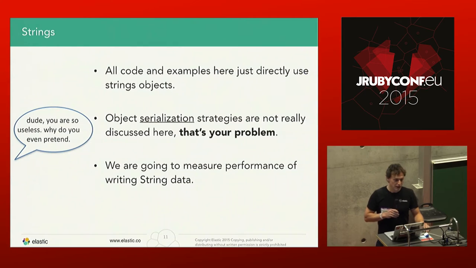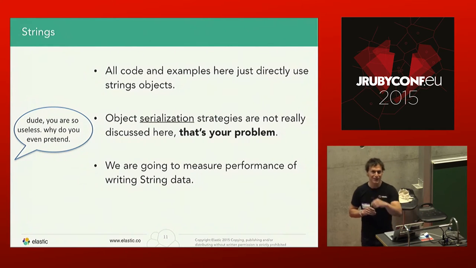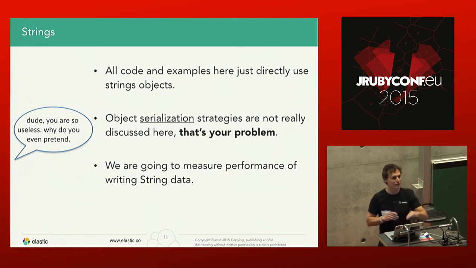We're gonna play with strings, and we're gonna do some benchmarks with different strategies. All the code and examples are gonna use a string object. So I'm not gonna talk about serialization. This is gonna be your problem to choose whatever method that you want to serialize. You can talk to Guy, the author of Jruby Jackson here, or maybe Satoshi for MessagePack. Go see these guys. But here, for the sake of these examples, we're just going to deal with string objects, string buffers, and then persist that. But of course, in the real world, you're probably going to have some serialization cost to include into these benchmarks.